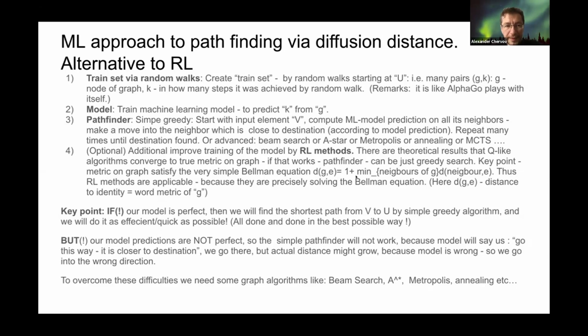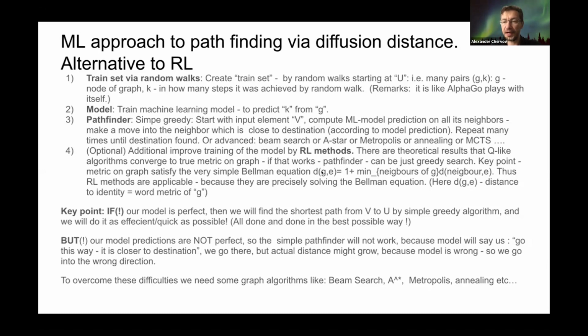Okay, one more remark about the reinforcement learning approach. For us, this is an optional step. We can use it, but currently we do not use it. We are developing it, but not using it in the main version for the moment, because we have some difficulties. So what is the idea of reinforcement learning? The main idea is that it can produce solutions for the Bellman equation, and the metric on the graph, the distance to the identity, precisely satisfies a very simple form of the Bellman equation.